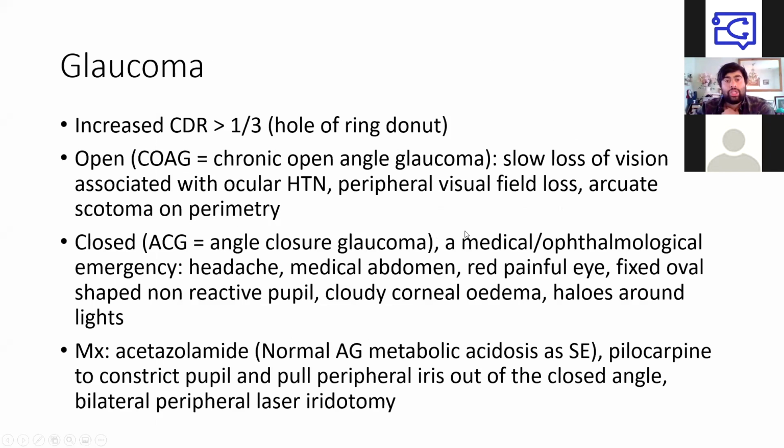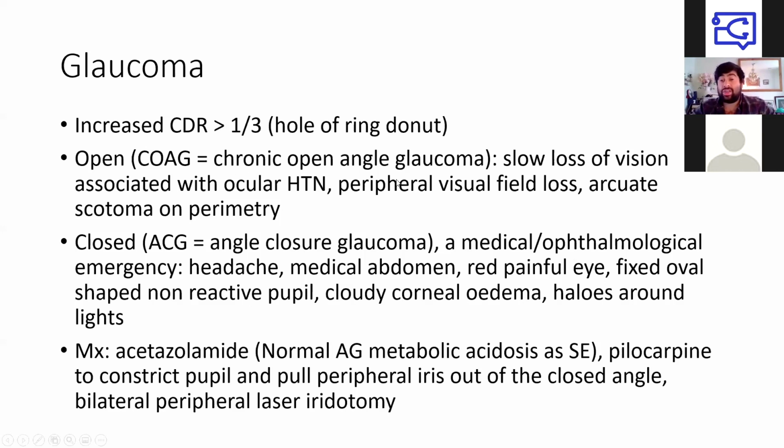Okay, so just a bit on glaucoma. Essentially, glaucoma is an optic neuropathy, so death of the optic nerve, which is closely associated with raised intraocular pressure. So it's not necessarily caused by it, but it's closely associated with it. Again, as I mentioned earlier, if you see that someone on examination has an increased cup to disc ratio of more than a third, then you might be thinking about chronic open angle glaucoma.